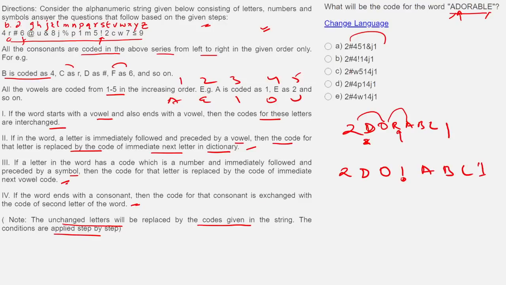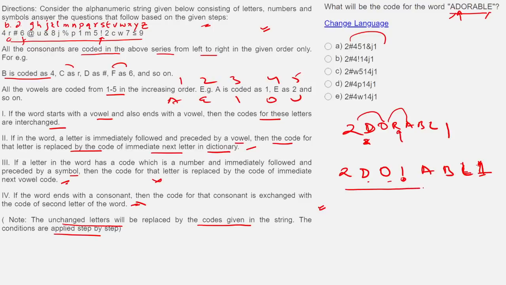Now what do I have to do? Look for if a letter in the word has a code which is a number, okay, and is immediately followed and preceded by a symbol. Here we do not see even one such. So this 3 will not come here. If the word ends in a consonant, then the code for that consonant is exchanged with the code of the second letter of the word. Again, this is also not happening. It's ending with 1 now.